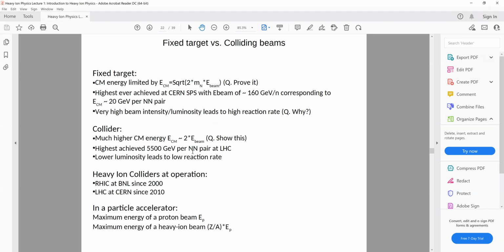For example, what is the center of mass energy for a p-lead collision? You know the energy of one proton beam, so you can calculate the energy of the other, the lead beam, which will be EP plus Z by A times EP. You will get the value; I think it is 5.02 TeV or something. I don't remember it by heart, you can just calculate.